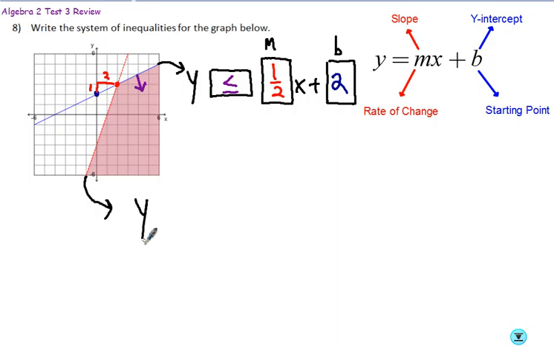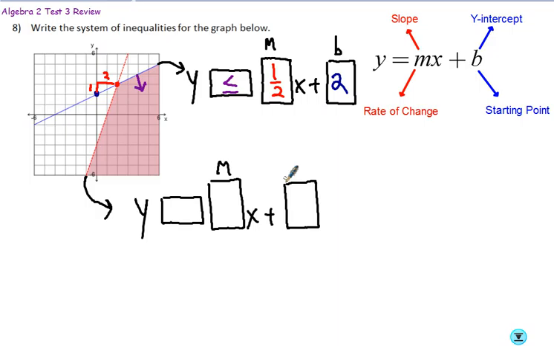So we've got y. Got to figure out the symbol. Got to figure out the slope. And then the y-intercept. And again, you don't have to draw the little boxes that I'm drawing. I'm just showing you that this is kind of the idea of what we're doing. We're just trying to fill in some information from the graph. So let's look at the y-intercept. Looks like a y-intercept of -1, -2, -3. So we've got a y-intercept of -3.